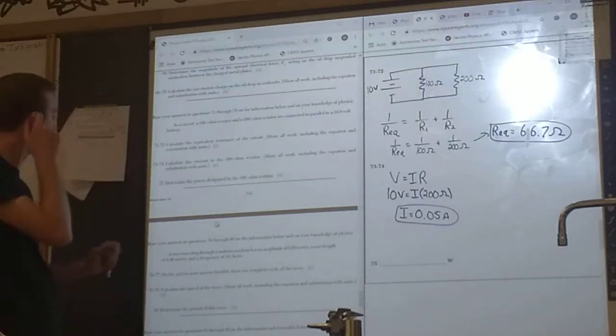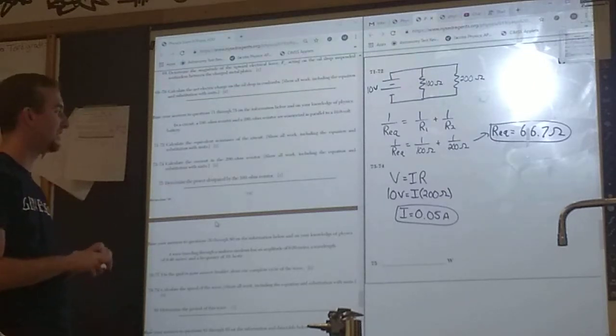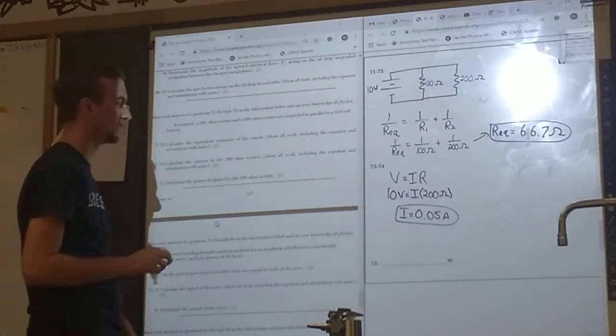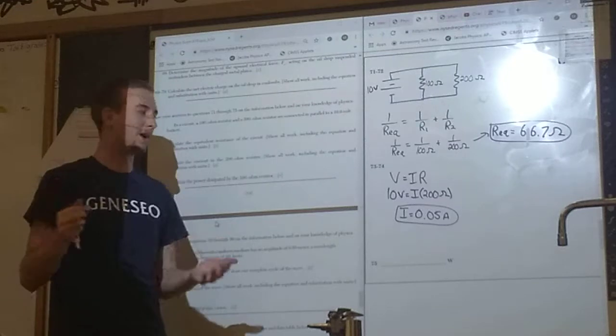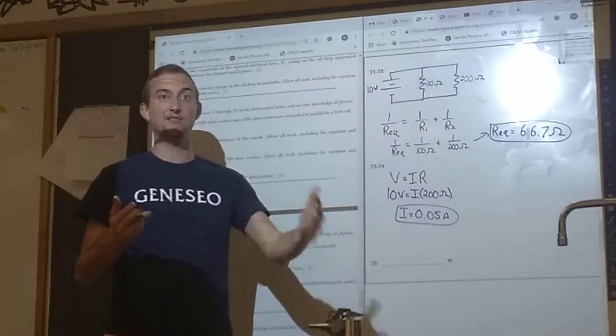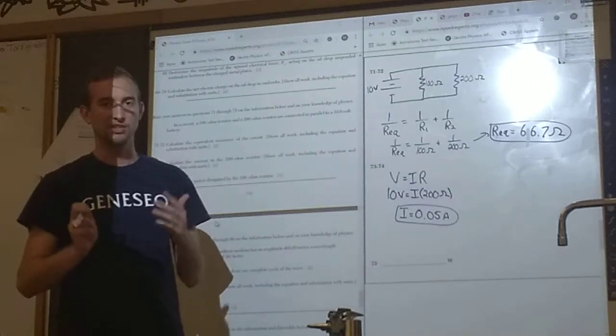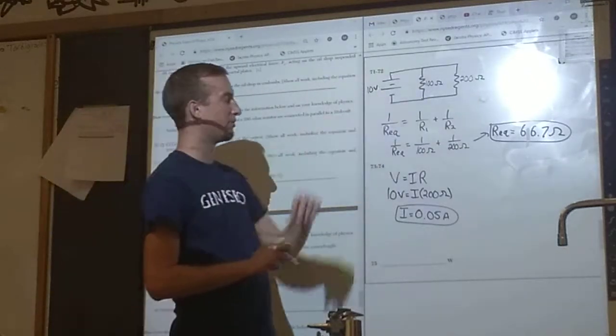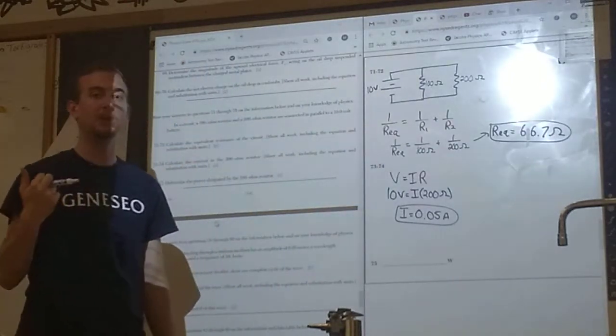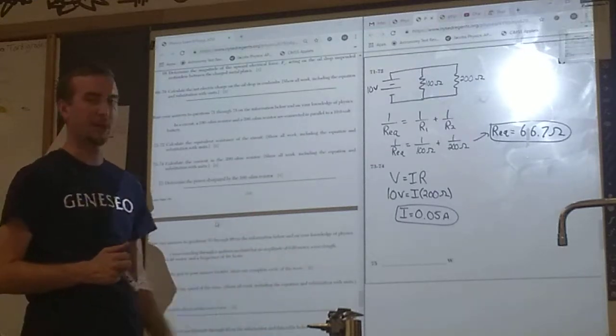But we'll move on. 75, determine the power dissipated by the 100 ohm resistor. Now, you might want to say, oh, power, that is the voltage times the current. That's the first equation in the reference tables. But think about it. You don't know the current in the 100 ohm resistor. You would have to calculate that. And what if you calculate it wrong? You're giving up that point.